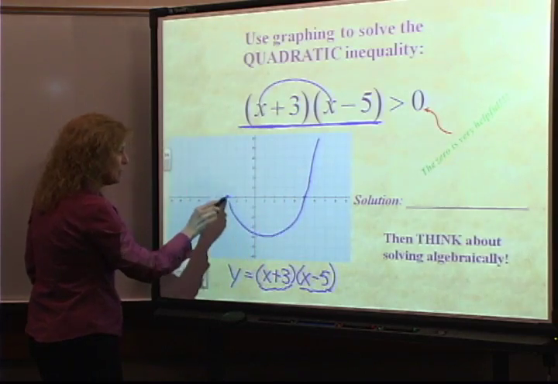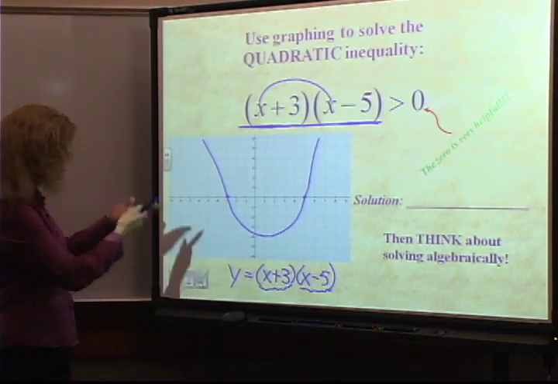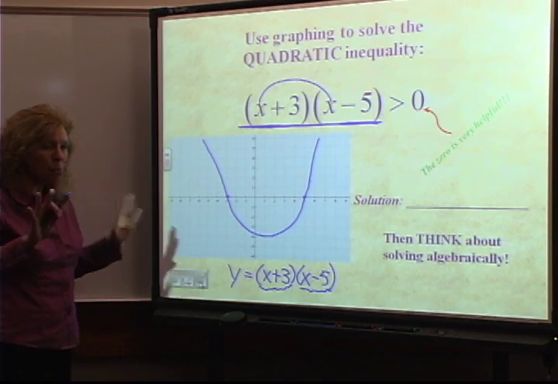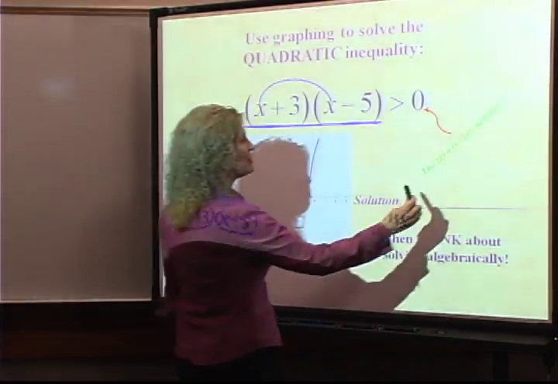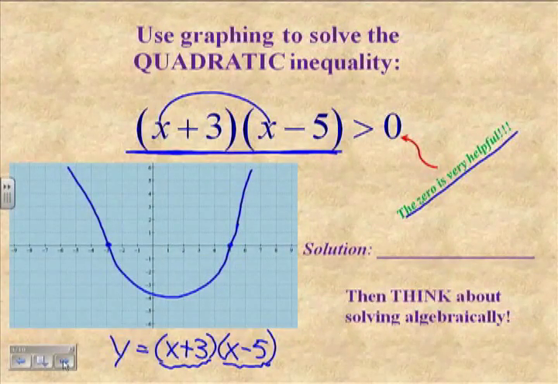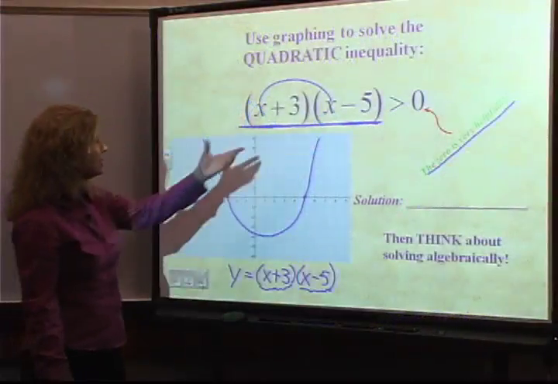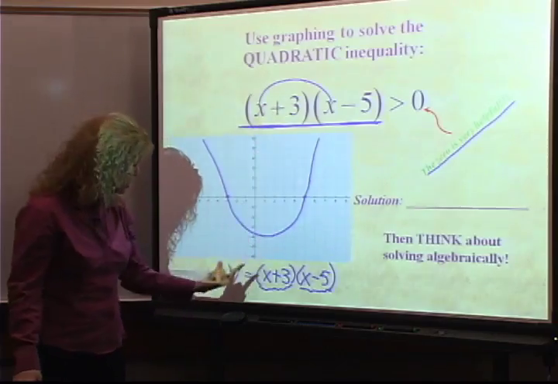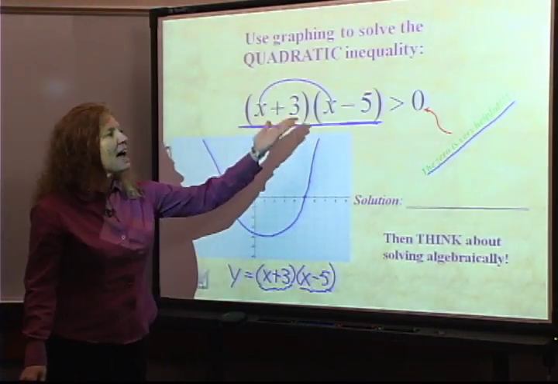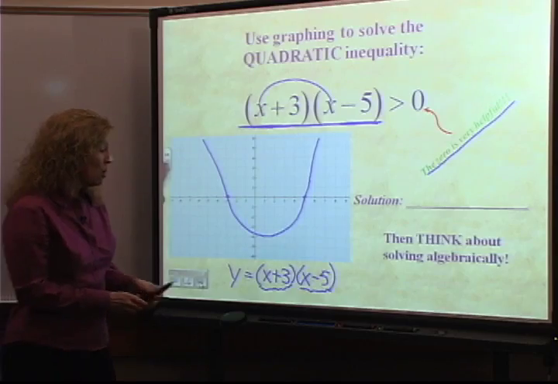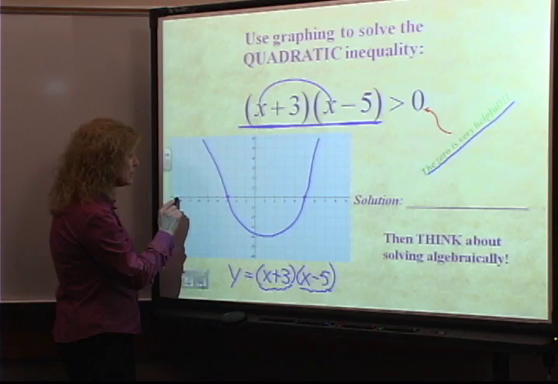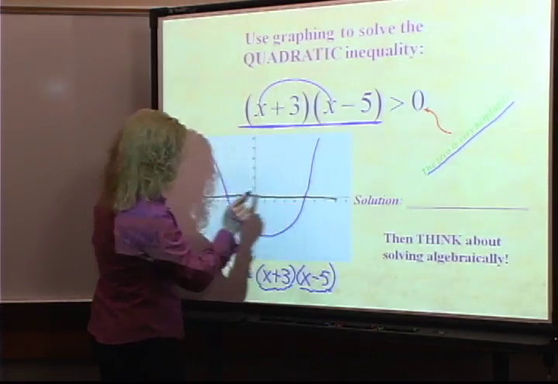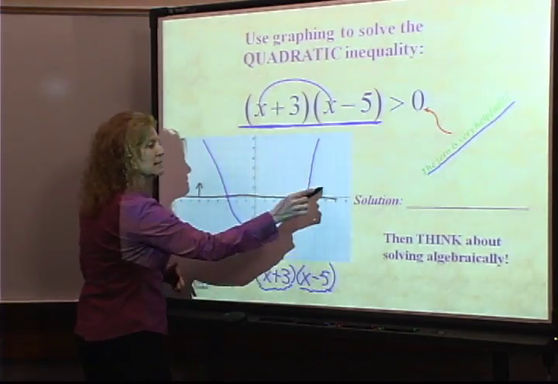Now, I could find its vertex. It'd be pretty easy, really, but I don't need it, because all I need is a rough idea of what's going on in this graph. I even put a little note over here. Boy, that 0 was nice, because I'm asking then, where is this product, which I called y, where is that greater than 0? Well, that's where are your y coordinates greater than 0? That's going to be anywhere above the x-axis.